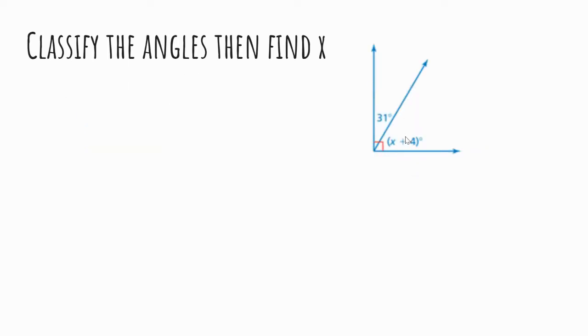Then that leads us here to two complementary angles. So what do we know? We know that this angle plus this angle has to equal 90 degrees. So we plug this in. So it's X plus 4 degrees plus 31 degrees equals 90 degrees. So now we're going to go through and solve it. So 4 plus 31 is 35. Subtract 35 from both sides.